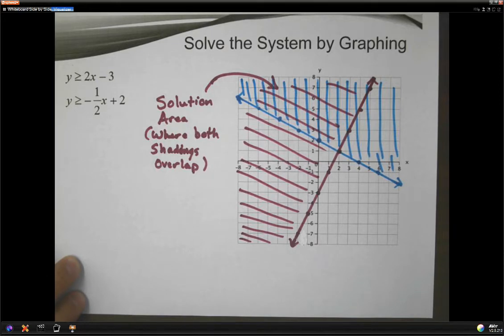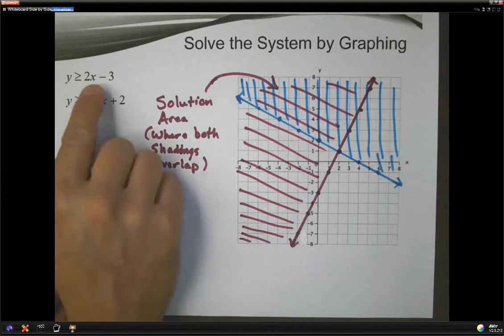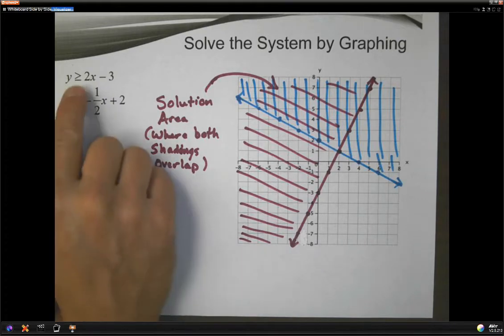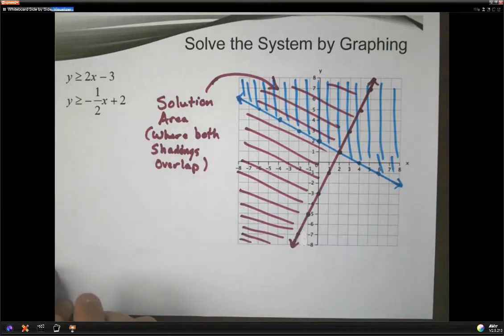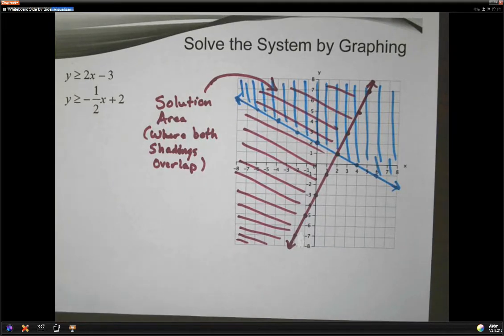kind of go back and think, where did I start with the wrong y-intercept? Did I do the slope incorrectly? Did I have a solid when I should have had a dash? Did I have a dash when I should have had a solid line? So think about those things and maybe check your shading too, and try to figure out why you made any mistakes if you did.